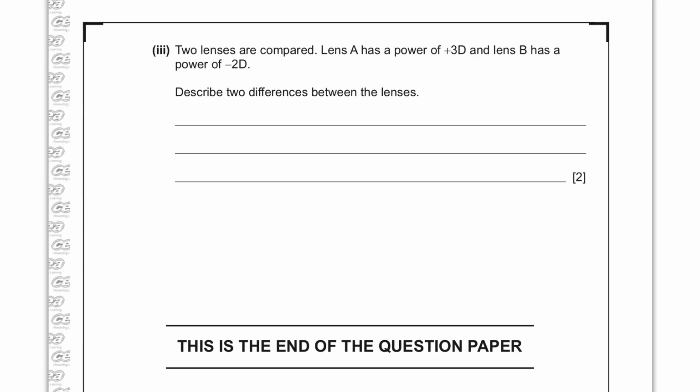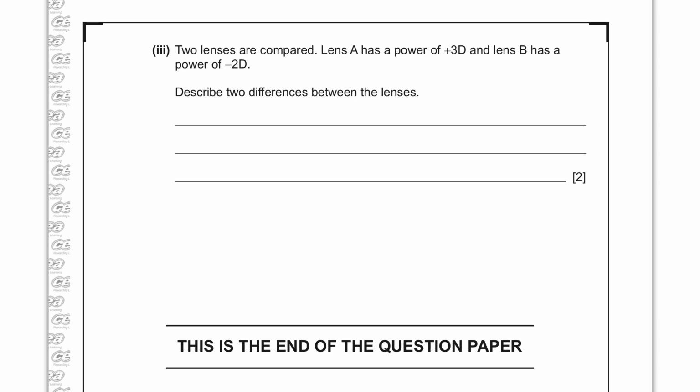Two lenses are compared. Lens A has a power of plus 3 diopters and B has a power of minus 2 diopters. Describe two differences between the lenses. Okay, so one is a positive power and one is a negative power. So the positive one is a converging lens and the negative one is a diverging lens. And secondly, the converging lens is more powerful than the diverging lens because it's got a bigger power.